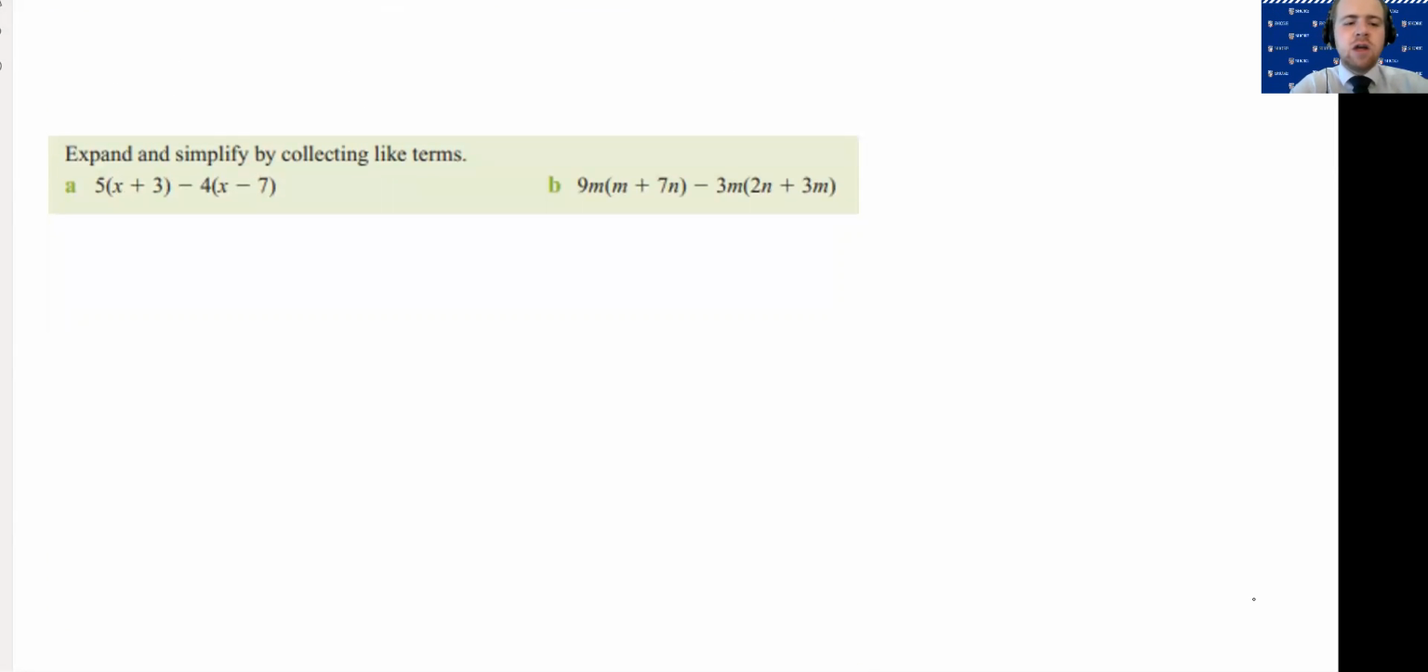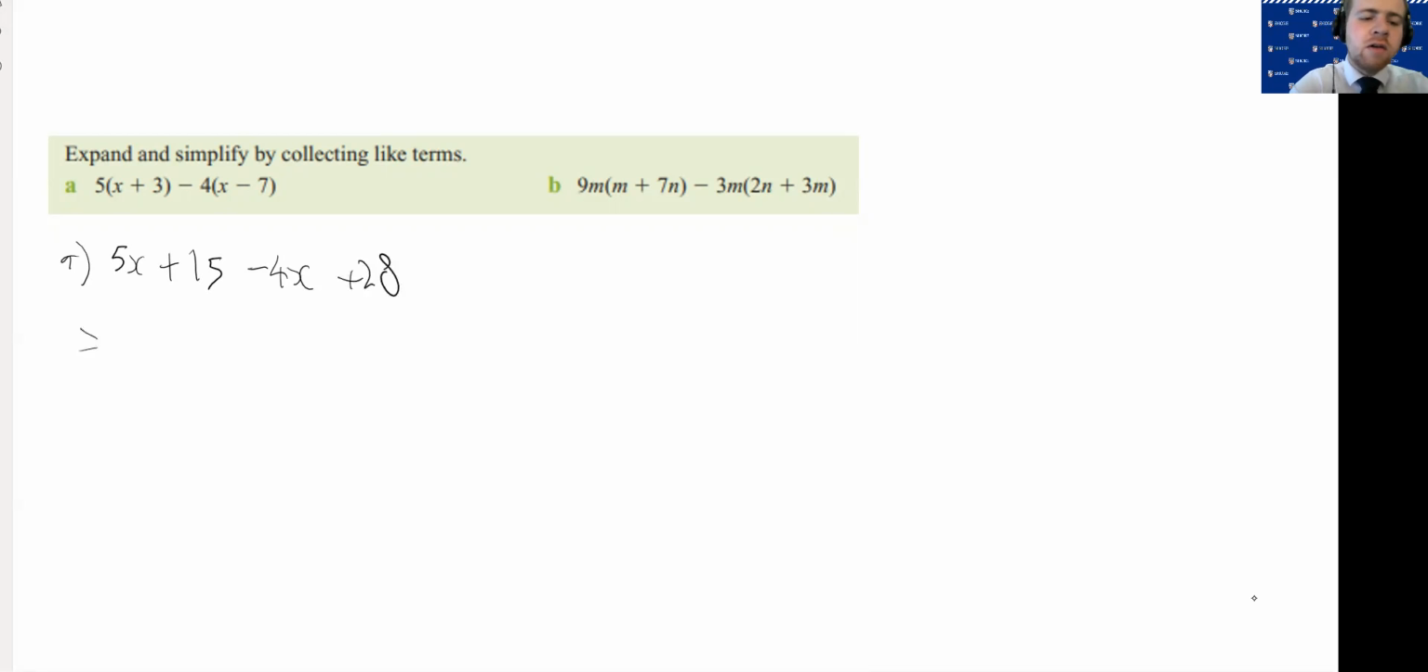Finally, here we go. We've got some negatives. We've also got two pairs of brackets. We're going to have to put this all together. So we go 5 times x is 5x plus 15. And then minus 4x. And then minus 4 times minus 7 is going to be positive 28.